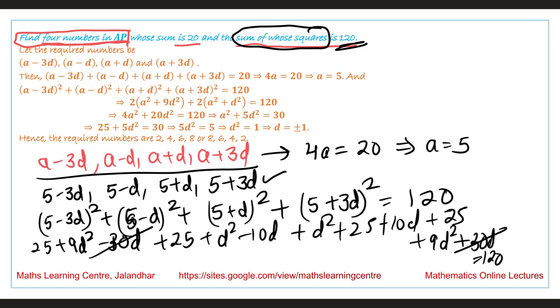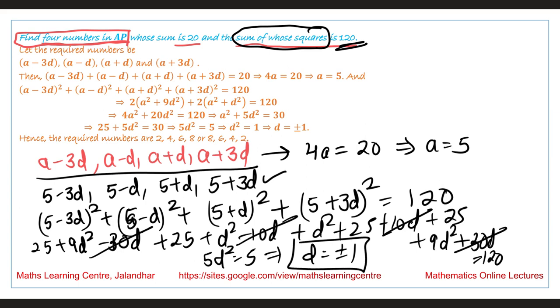So this 30d gets cancelled, this 10d gets cancelled. So finally on solving this, we obtain the equation 5d squared is equal to 5. So this implies we have two values of d, plus or minus 1. So we have the value of a is 5 and the value of d is plus or minus 1. On solving by using both these values, we obtain the required AP.